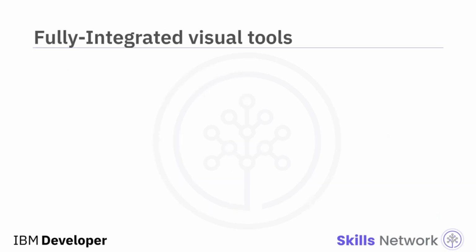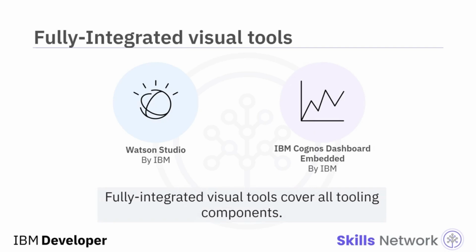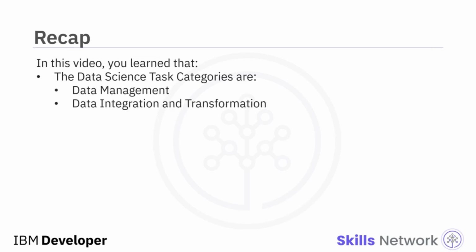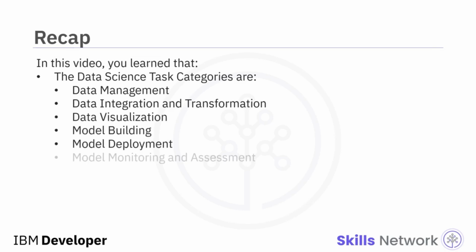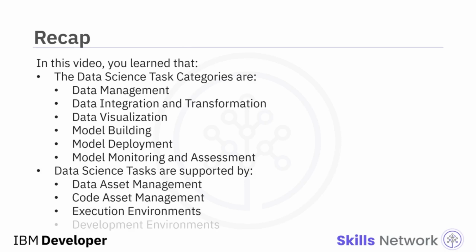And finally, fully integrated visual tools like IBM Watson Studio and IBM Cognos Dashboard Embedded cover all the previous tooling components and can be used to develop deep learning and machine learning models. In this video, you learned that the data science task categories are data management, data integration and transformation, data visualization, model building, model deployment, and model monitoring and assessment. And data science tasks are supported by data asset management, code asset management, execution environments, and development environments.